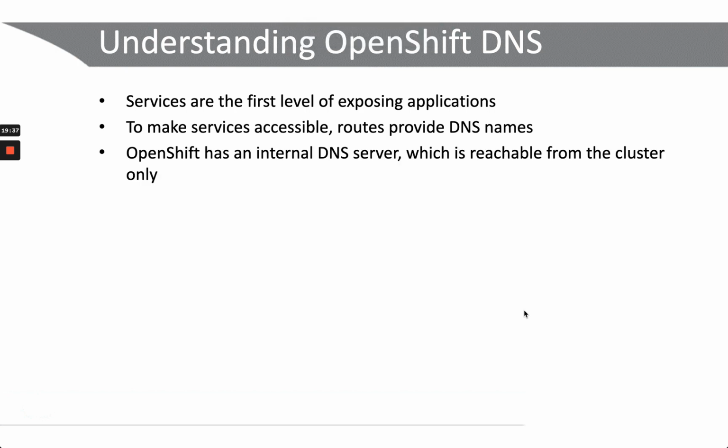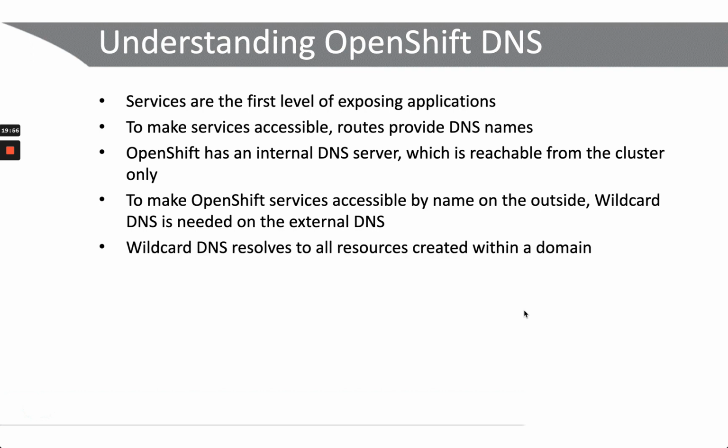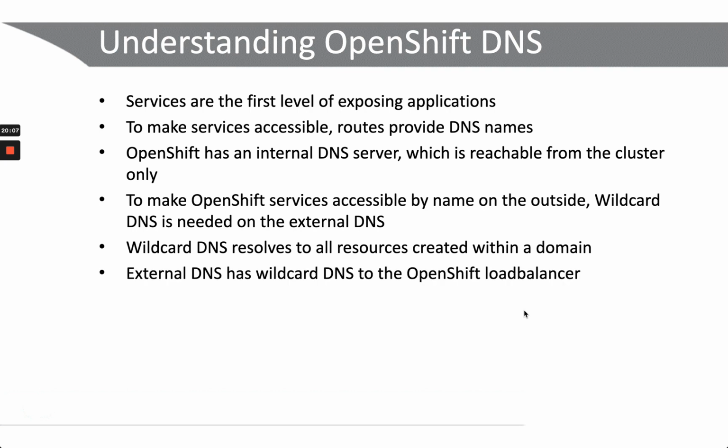And OpenShift has an internal DNS server, and this internal DNS server is reachable from the cluster only. And to make OpenShift services accessible by name on the outside, wildcard DNS is needed on the external DNS. And again, folks, this wildcard DNS is on the external DNS. That's not a part of the OpenShift configuration. That is a part of the provider infrastructure, and for that reason is not further developed here.